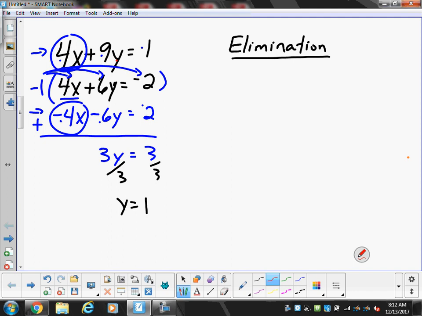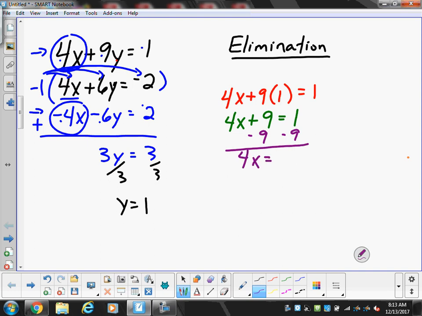Now again, same process. I take my solution that I have, y equals 1, and I'm going to plug it back into one of the original equations, where y is. So we'll just put it in that first one. We have 4x plus 9 times 1, because that's what y is, equals 1. And now I'm just going to go through the process of solving this. So 4x, 9 times 1 is 9. Okay, subtract 9 from both sides, and I have 4x equals negative 8. And then divide both sides by 4, and I get x equals negative 2.